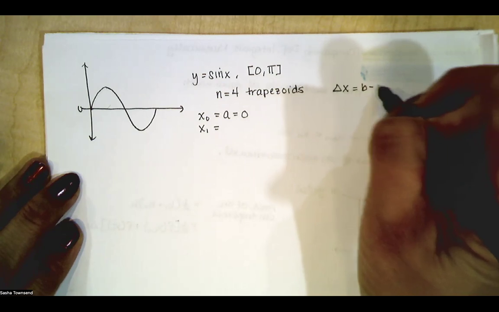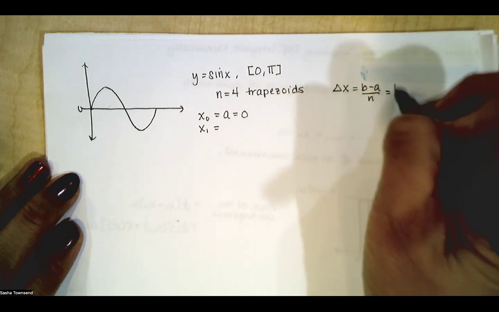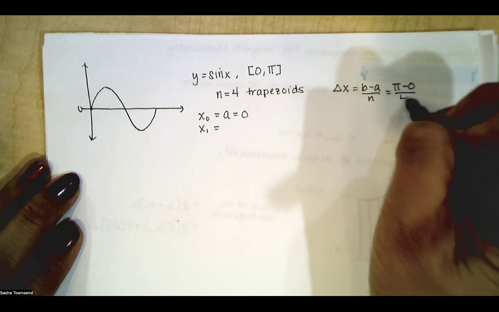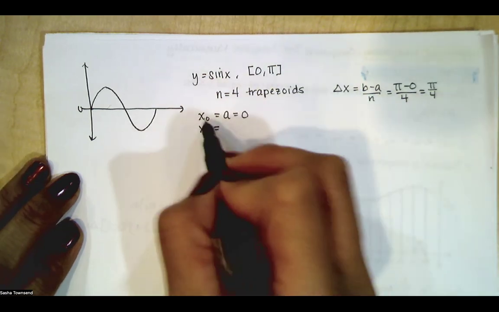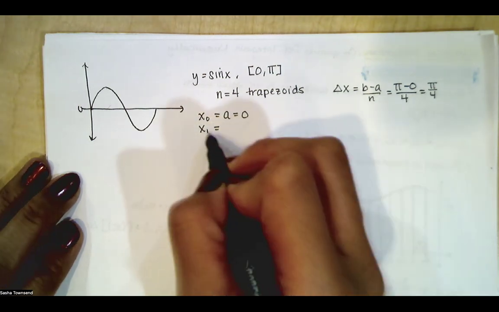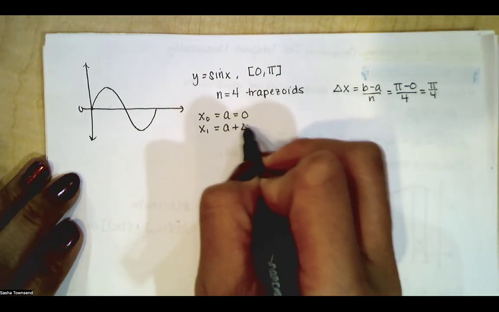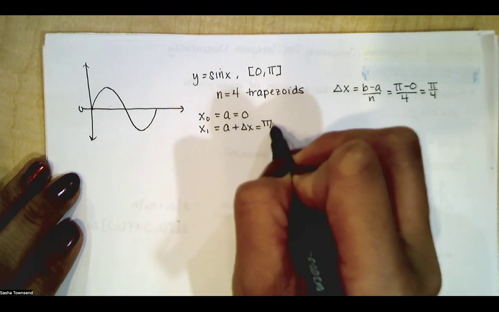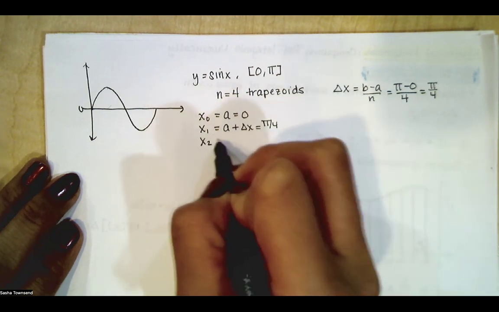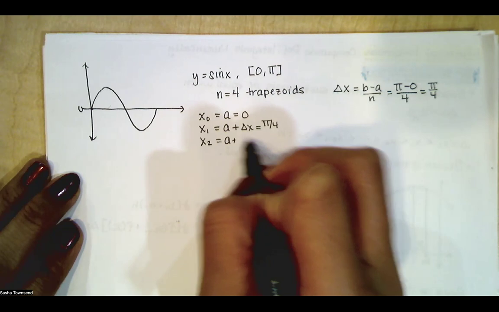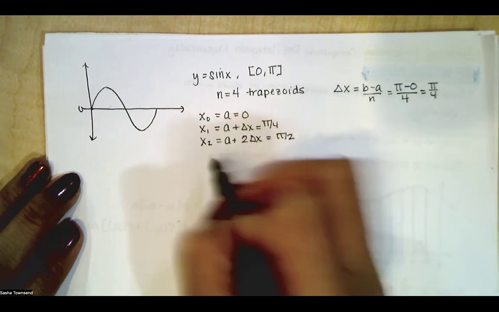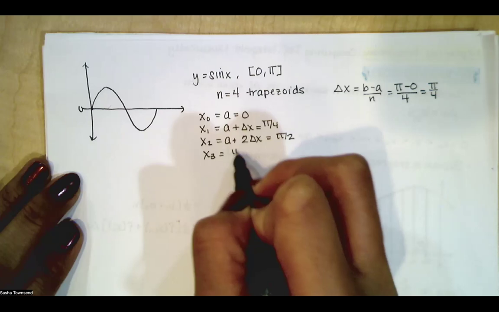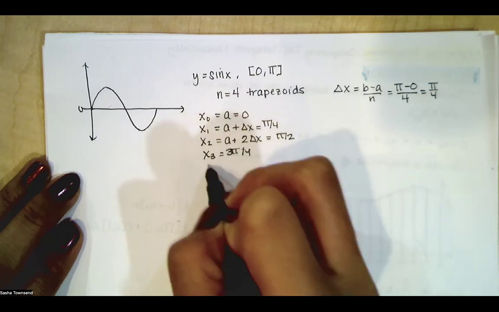So we're going to take b minus a and divide by n. So it's pi minus 0 divided by 4. So we have pi over 4. So x naught is a, which is 0. Then x1 is a plus delta x. So we have 0 plus pi over 4. X2 is a plus 2 delta x in general. So we'll have pi over 2. Then we'll have 3 pi over 4, and then pi.